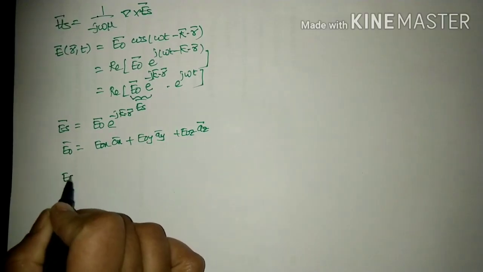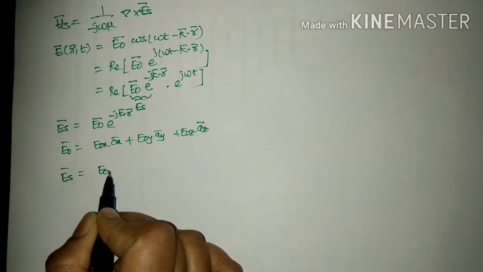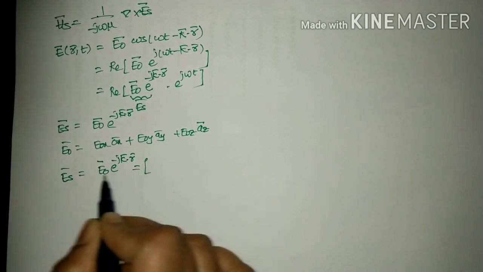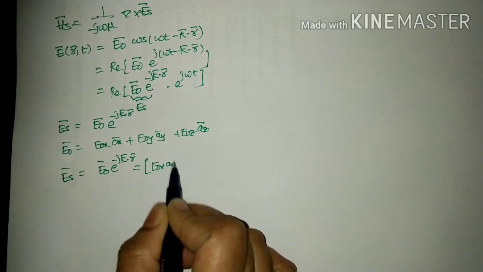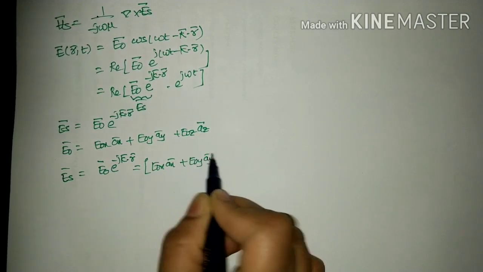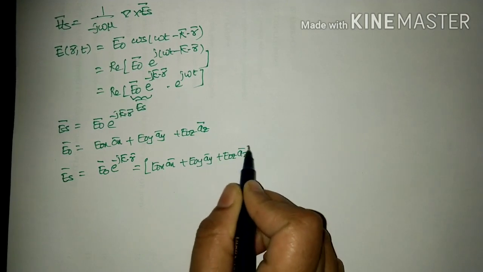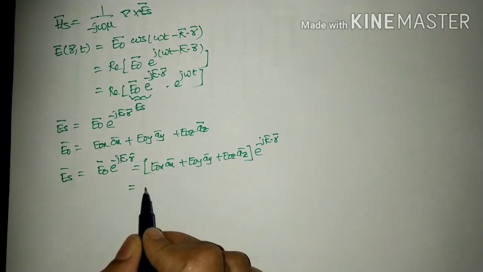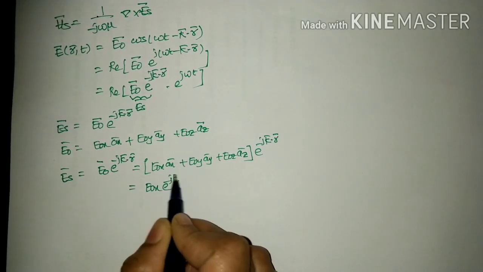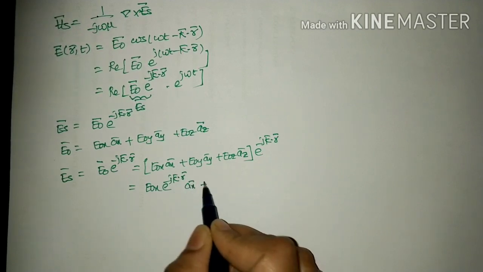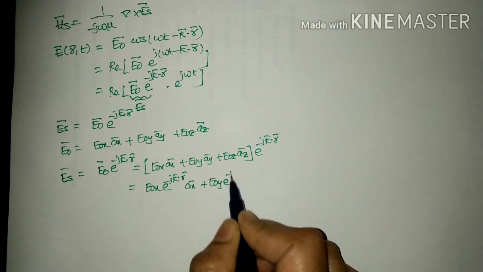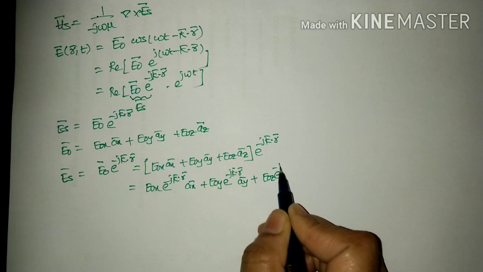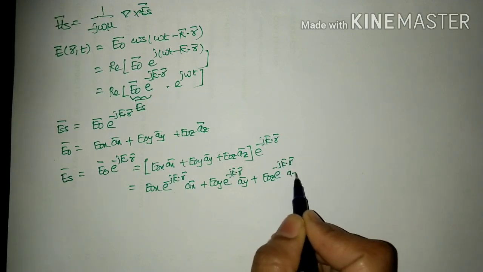So you can write Es bar is equal to E naught bar into e power minus j k bar dot r bar, which can be written as EOX AX bar plus EOY AY bar plus EOZ AZ bar into e power minus j k bar dot r bar. It can be simplified as EOX e power minus j k bar dot r bar into AX bar plus EOY e power minus j k bar dot r bar into AY bar plus EOZ into e power minus j k bar dot r bar into AZ bar.